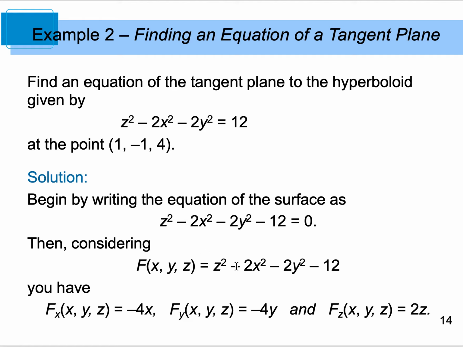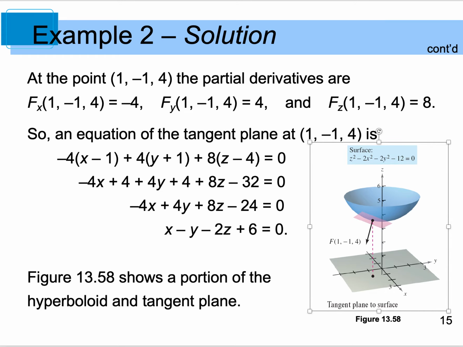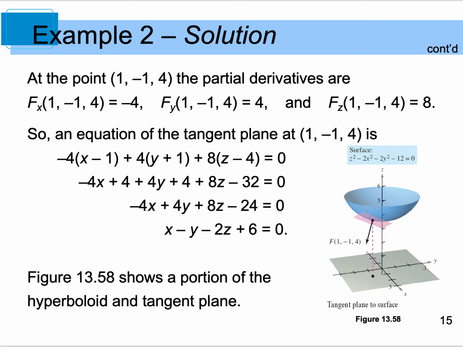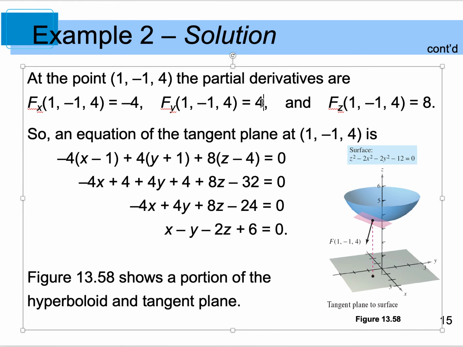So if I take the derivative of this function and I keep z and y constant, that gives me negative 4x. If I take the derivative with respect to y and I keep z and x constant, that gives me negative 4y. And then the same is true for the derivative of z squared, which is 2z. I've differentiated everybody. At that specific point, I then plug in the coordinates, and I get numbers out. So if I replace the x value in negative 4x with 1, I get negative 4. If I replace the y value in negative 4y with negative 1, that's where these numbers are coming from.